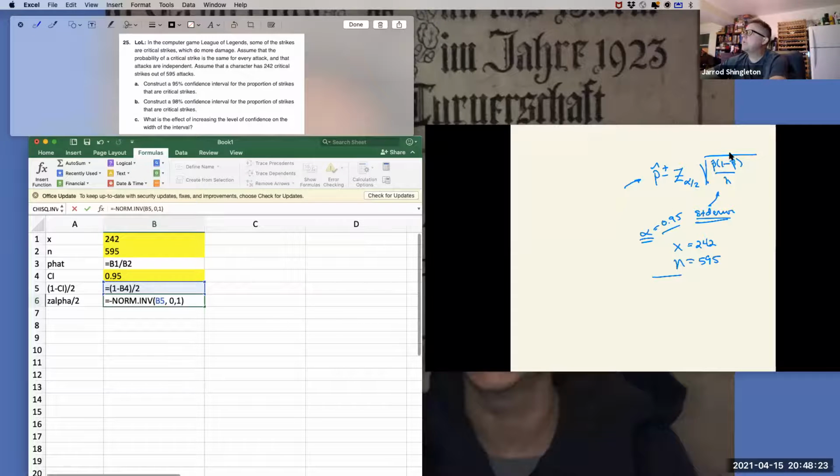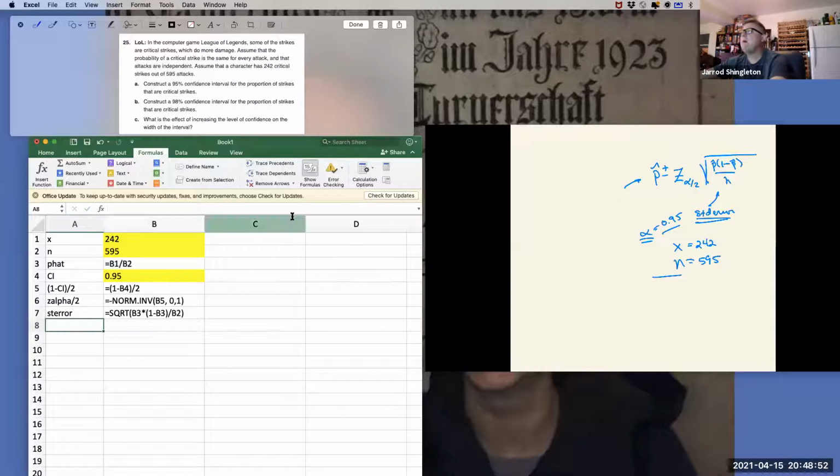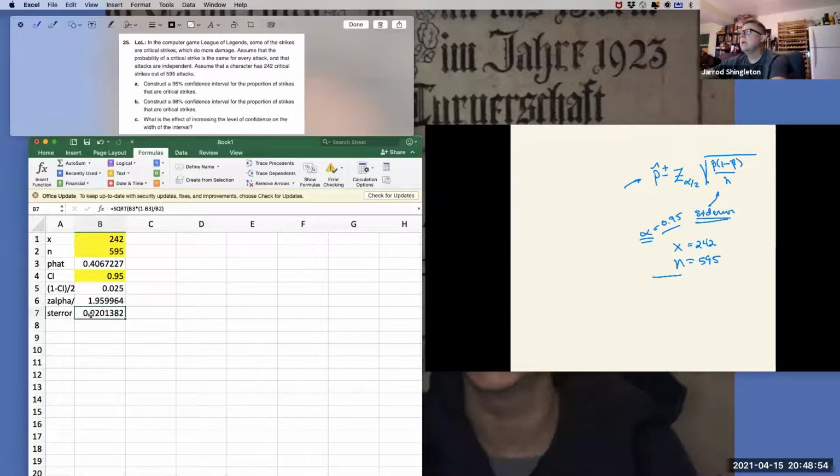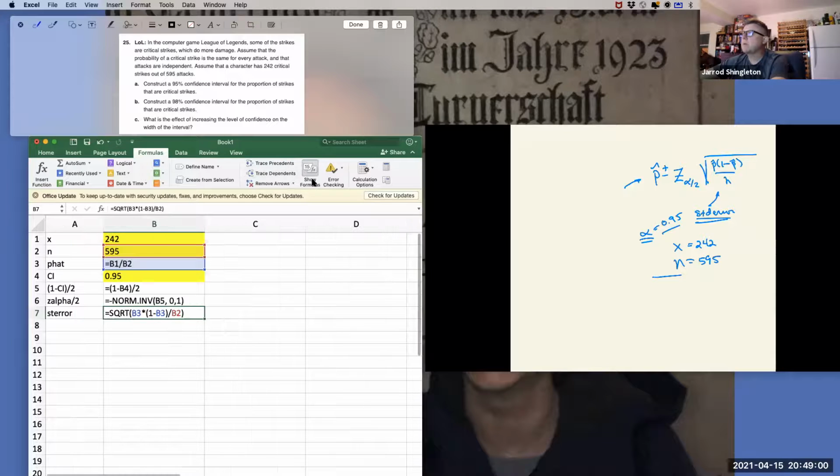Now this is a little more complicated. I actually do the standard error as its own little spot in my template. Oops, negative. Okay. So the standard error is equal to the square root of p hat times 1 minus p hat divided by our value for n. This is going to be a small number. Look at how small this is. It's really small, folks. That's okay. It should be very small. So I'm going to bring this back up.